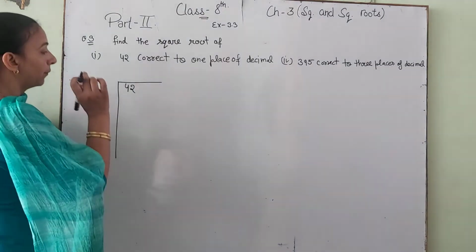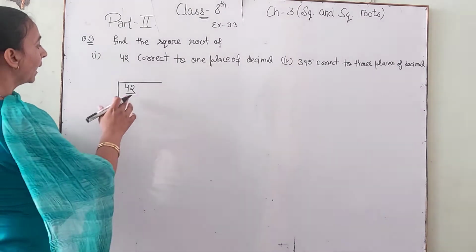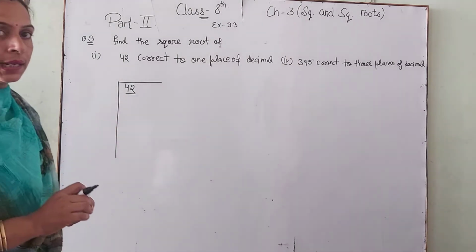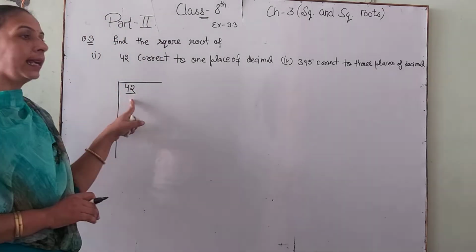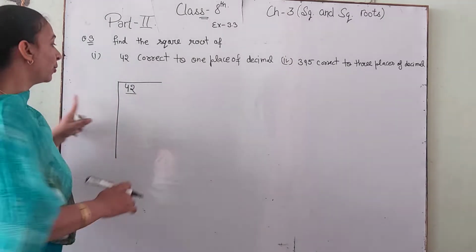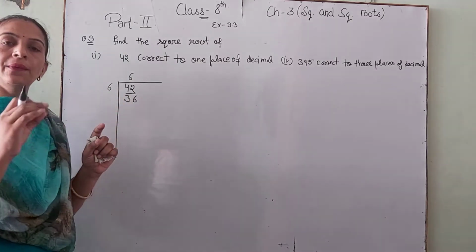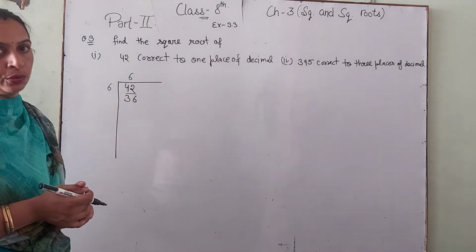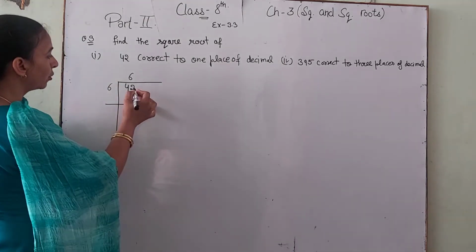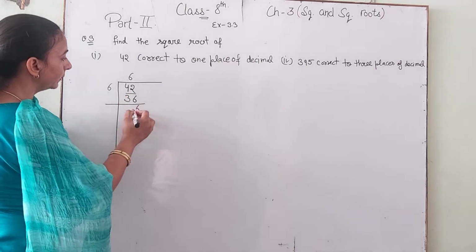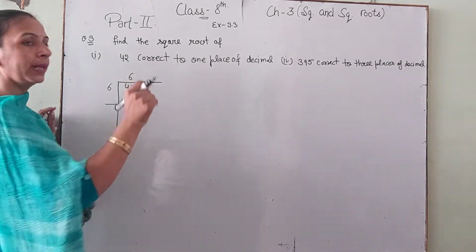Okay, first we make pairs. This is a complete pair. Then 2 2s are 4, 3 3s are 9, 4 4s are 16, 5 5s are 25, 6 6s are 36, and 7 7s are 49. So first we take 6 6s are 36, because 7 7s are 49 and 49 is greater than 42. We need to keep it less than 42. Okay. Then we subtract: 42 minus 36, then 6. Next is 0.